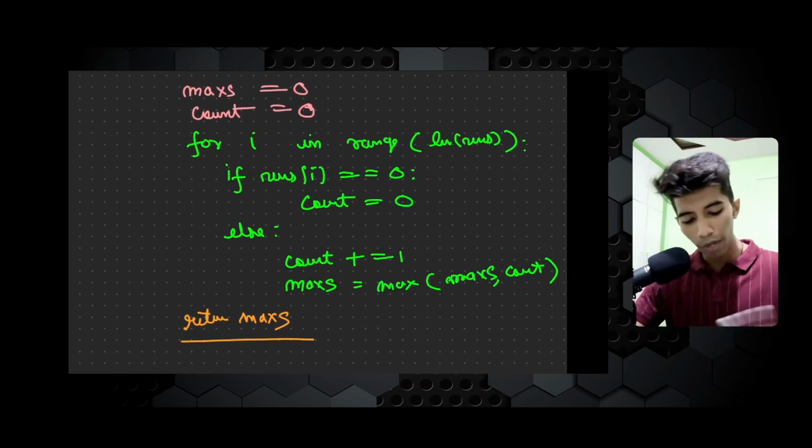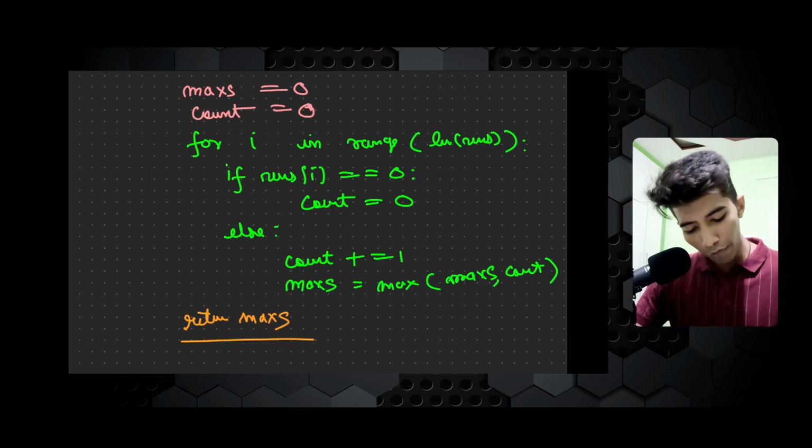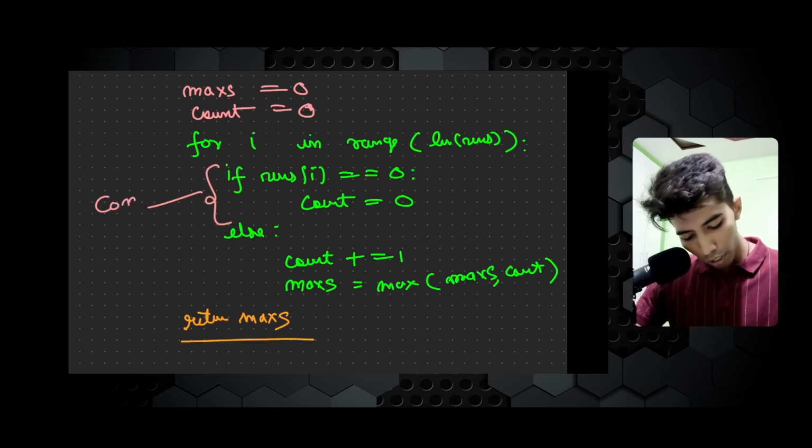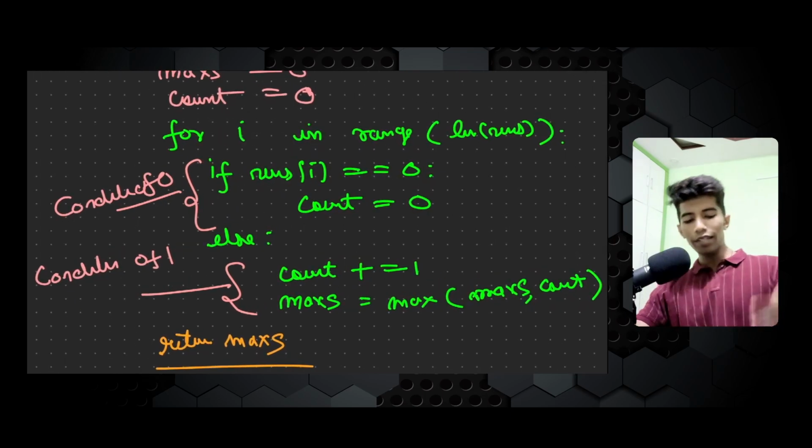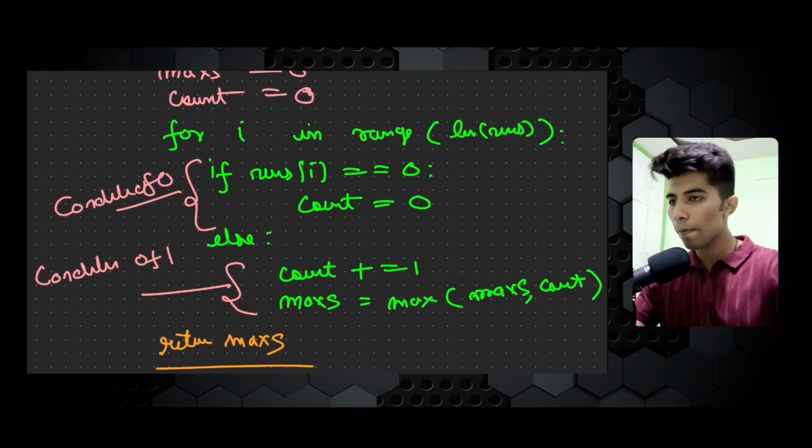It becomes very simple. What we are doing is checking for the condition of 0 here, and for this we are checking the condition of 1. Like this we are trying to solve this problem. Now let's move again to the coding implementation, and we will be able to ace this problem.